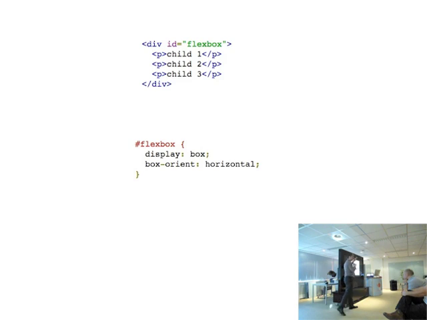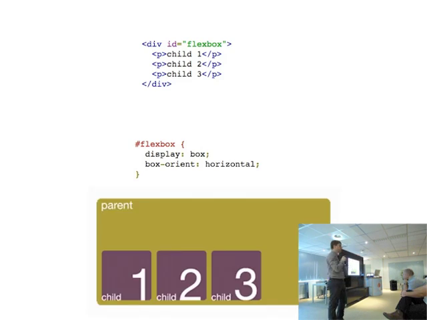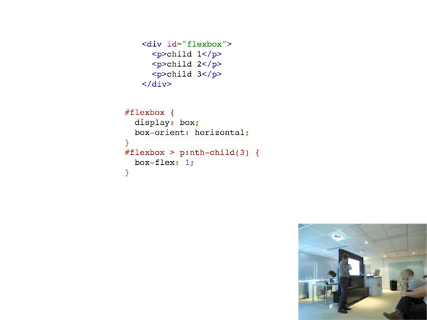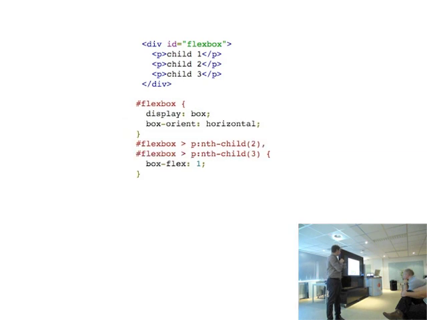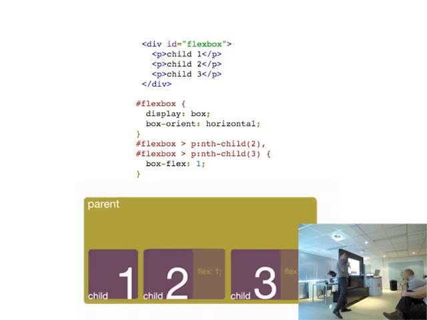Basically, if I have a div with three children, I can say this is going to be display box, and box orient is going to be horizontal. And this will render in such a way. Okay, no big news here. We could achieve the same thing with display inline block, but I'm not done yet. If I tell the third child to be flexible, this is going to render like this. So it's going to take up the remaining space automatically. I can even tell the third and the second child to be flexible, and then they're going to divide up the remaining space. I could even do that by telling one box flex two, the other box flex one. They're going to take up the space 2:1. This is even possible.